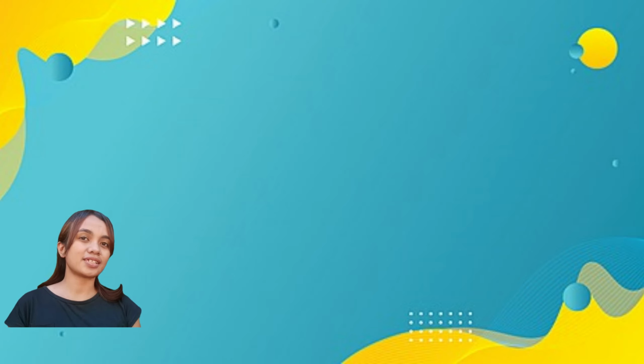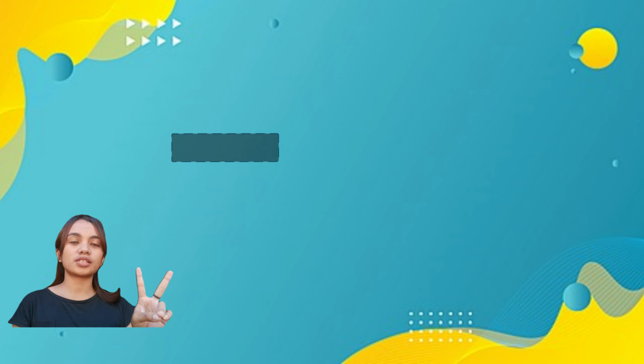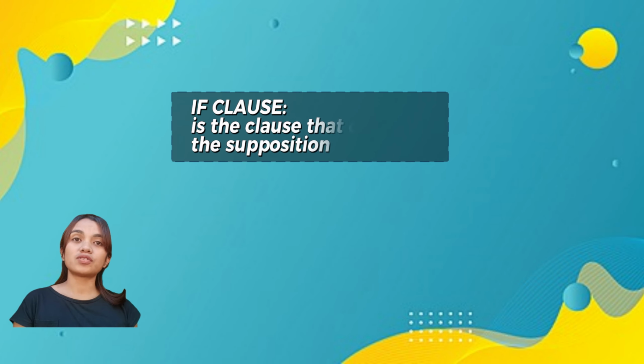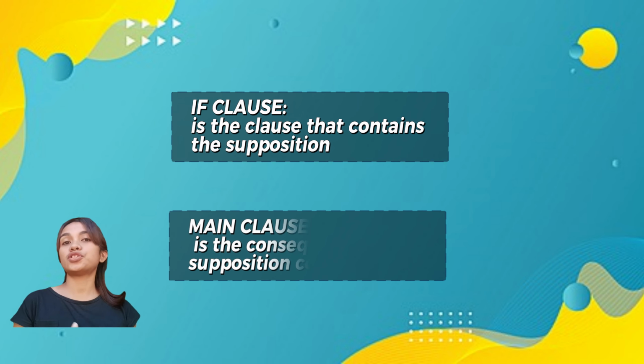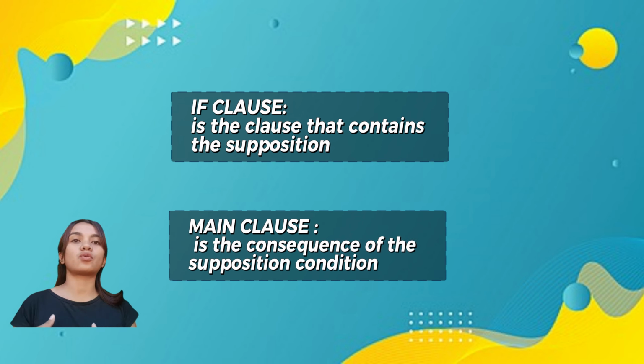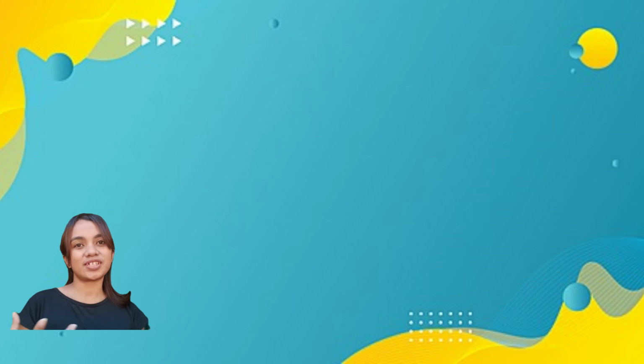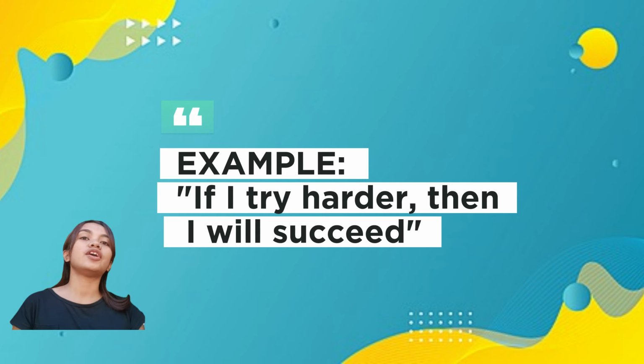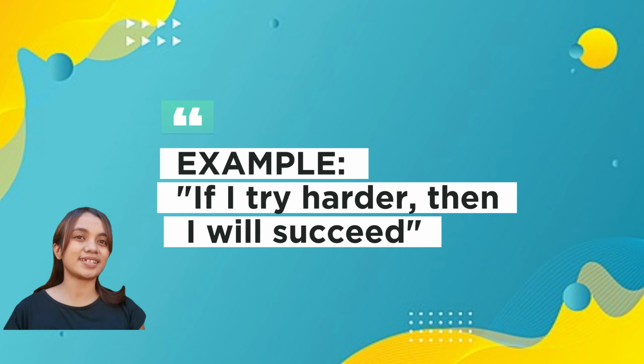A conditional sentence usually consists of two clauses, the if clause and the main clause, separated by a comma. The if clause is the clause that contains the supposition, while the main clause is the consequence of the supposed condition. Conditional sentences exist with the logic: if a condition is true, it will cause something as a result. For example, if I try harder, then I will succeed.